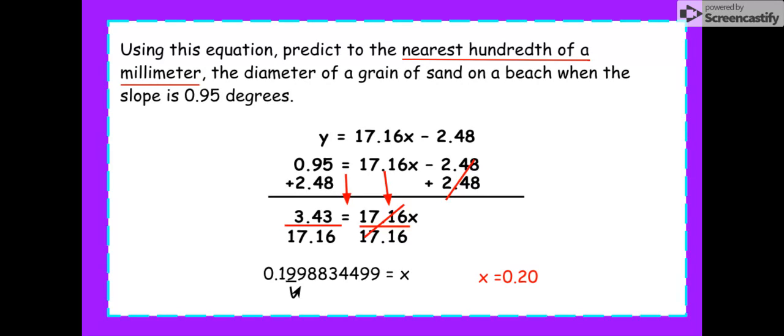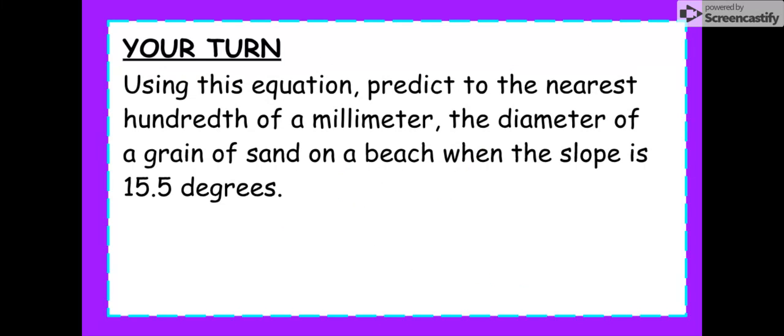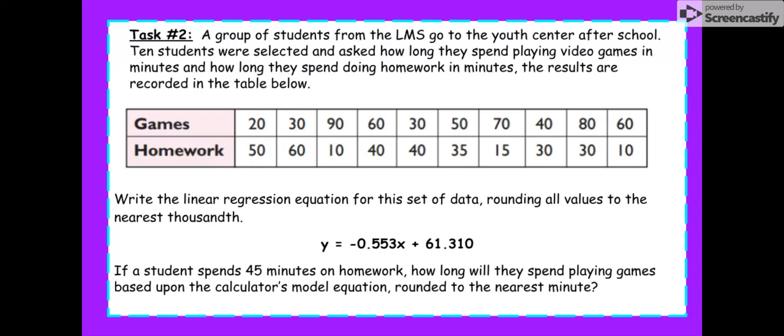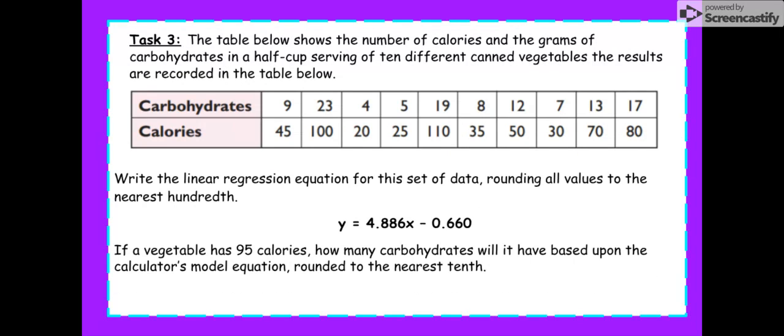Now you're going to try a couple on your own. If you go to Your Turn, using the same equation, predict to the nearest hundredth of a millimeter the diameter of a grain of sand on a beach when the slope is 15.5 degrees. Now try Task 2, given the equation that we came up with in class today. And now Task 3. Try using the equation we also came up with in class today.